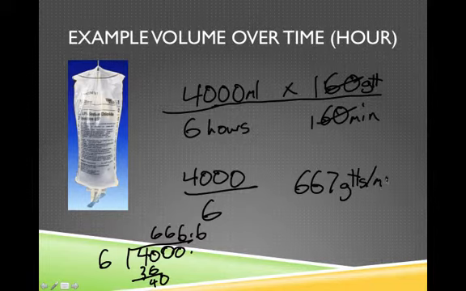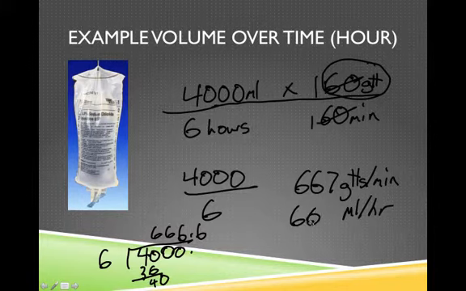per minute. And this is something that we learned in the last slide set. If we're using a 60 drop set, drops per minute and milliliters per hour mean the exact same number. So this would also, if we're setting it on the pump, be 667 mils per hour.